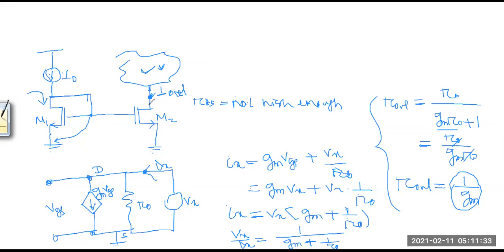Okay, so here actually the 1 plus lambda VDS factor will come. In the saturation equation, mu n Cox W by 2L, VGS minus VT whole square, into 1 plus lambda VDS.